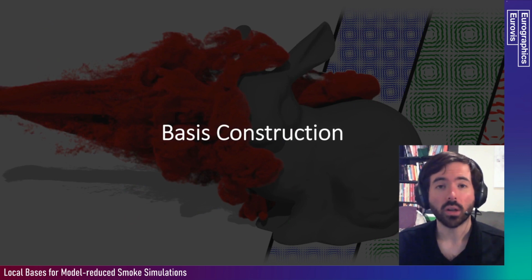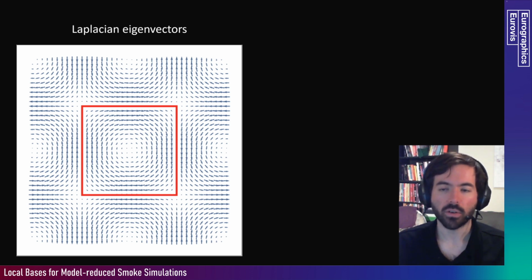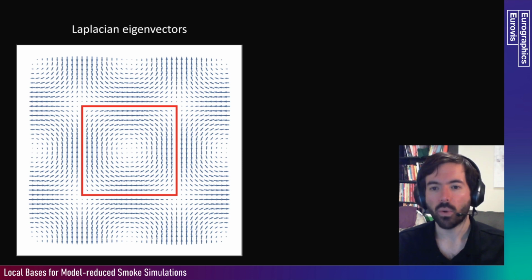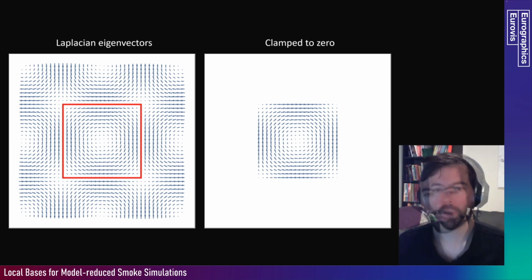Okay, so how do we construct this novel basis? Well, we start with the eigenvectors of the Laplace operator on a square domain, much like DeWitt et al. did in their work, but we want to isolate the central region in this vector field, because this region has pretty much everything that we want. It's divergence-free because the eigenvectors are divergence-free, and it has the right sort of vortex shape that we're looking for. So we only need to make the support of this vector field finite. However, just clamping it to zero outside of the red square just creates a discontinuous vector field, which is obviously not natural and not what we want.